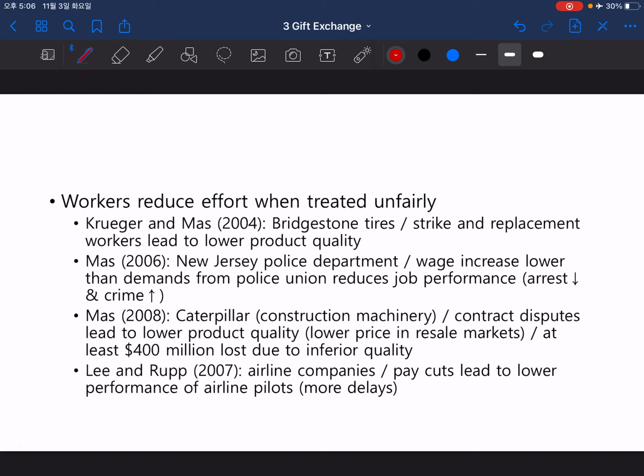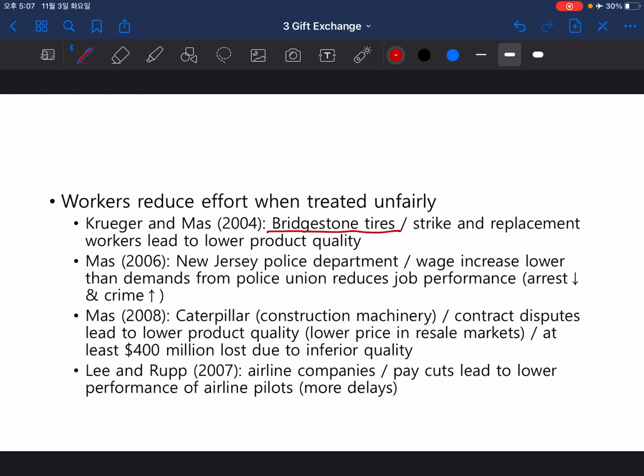And there are many field researches about these gift exchange ideas. In particular, these papers show that workers are willing to reduce their effort when they are treated unfairly. In the first paper, Kruger and Moss studied data from the Bridgestone Tires company. They analyzed the data and found that strikes among workers occur. Workers may strike because there are many issues about wages. There's some conflict between workers and employers, so workers go on strike when they feel unfairness.